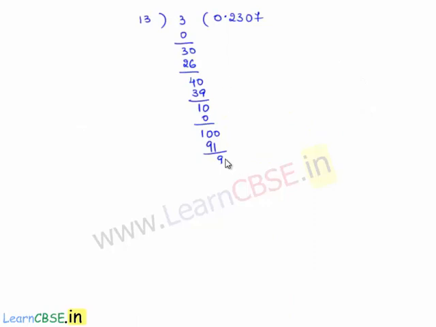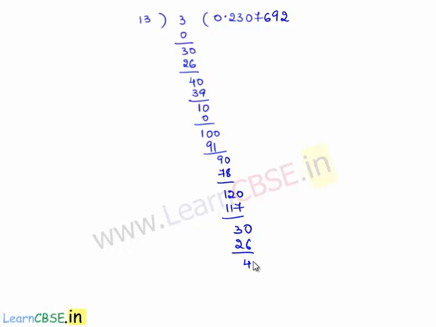So because of the decimal point, 9 becomes 90. 13 goes in 90 6 times, as 13 times 6 is 78. And we are left with remainder 12. 13 does not go in 12, and because of the decimal point, 12 becomes 120. And 13 goes in 120 9 times, as 13 times 9 is 117. And we are left with the remainder 3. Since 13 does not go in 3, and because of the decimal point, 3 becomes 30. So 13 goes in 30 2 times. 13 times 2 is 26, and we are left over with remainder 4.